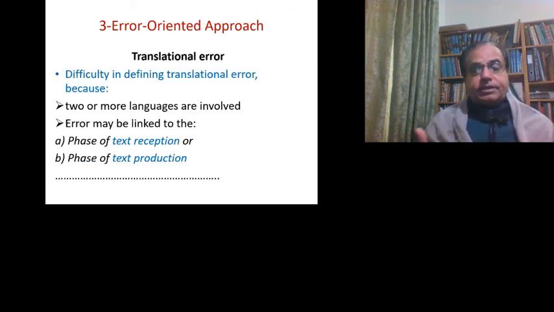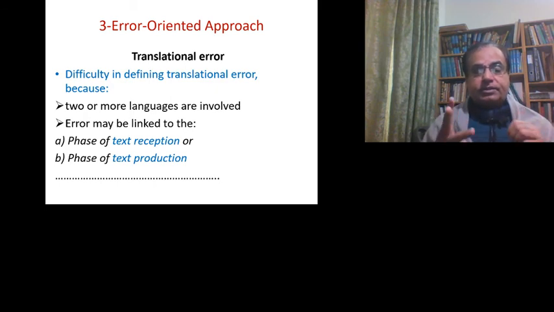There is a difficulty, of course. That's why the scholars differ on how to define translational errors, because two or more languages are involved. A very obvious, strong reason for this difficulty. And also the error may be linked to the phase of text reception. Text reception means understanding the source text. Or the phase of text production, which means transferring that source text into the target text.